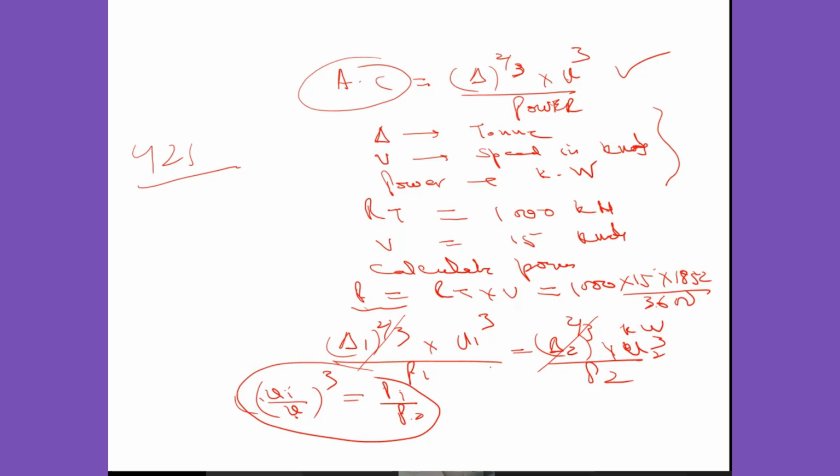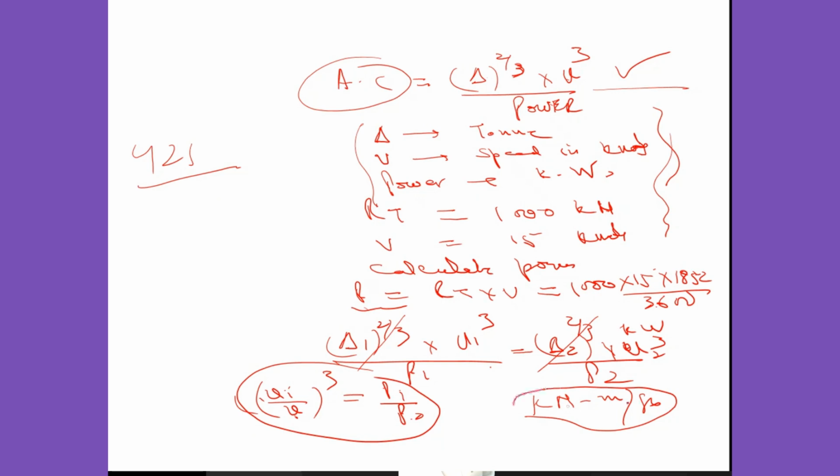ठीक है ना? तो ये ध्यान रखो, as long as I am using this formula, these are the units to remember. Displacement in this equation is in tons. This V is in knots. Power is in kilowatt. But if I am calculating power separately, if somebody has given me RT, then of course in metric, kilowatt is kilonewton meter per second. That is the unit rate of doing work.